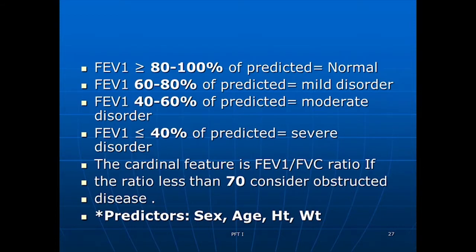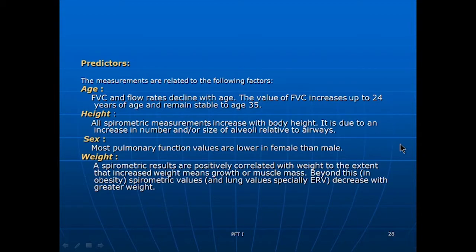So what are the predictors? We talk about 80% of predicted. Well, the predicted is going to be based on a multitude of factors. Number one, it's based on age. Your forced vital capacity and your flow rates decrease with age, especially anyone older than 35 years of age. After that, your vital capacities and your flow rates start to decline.